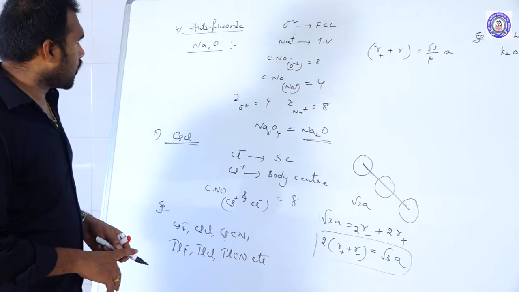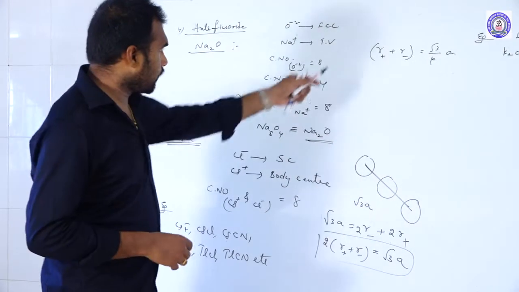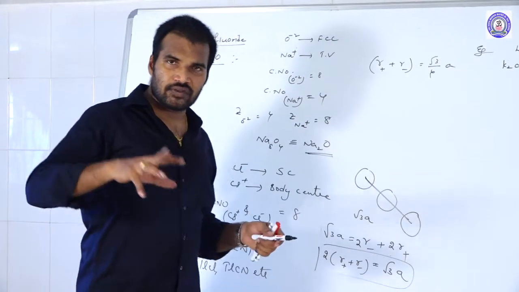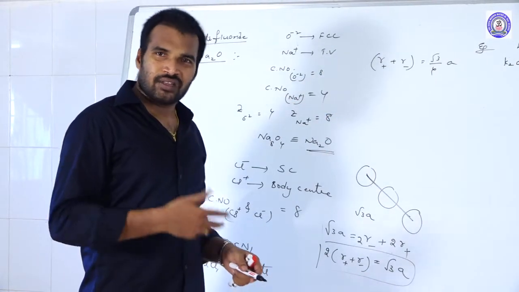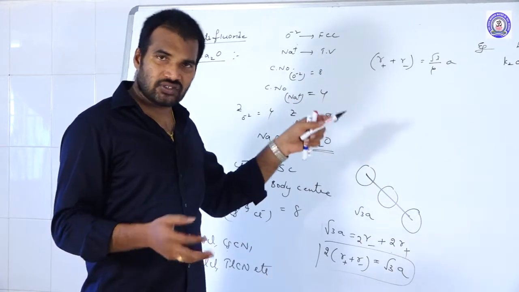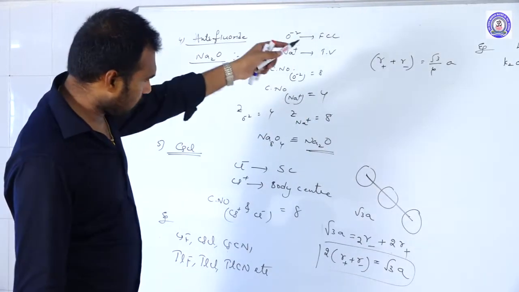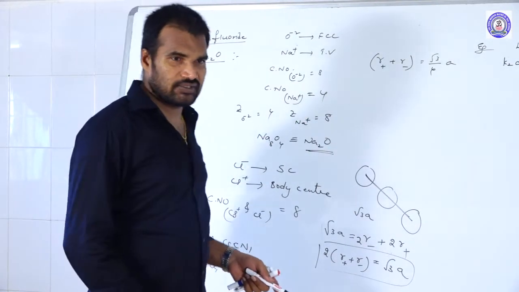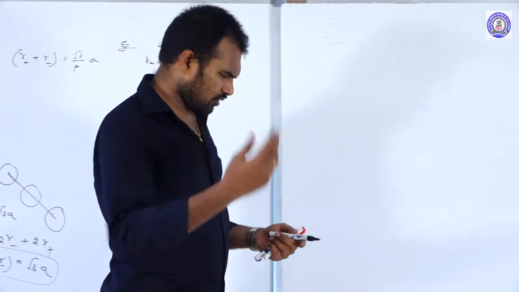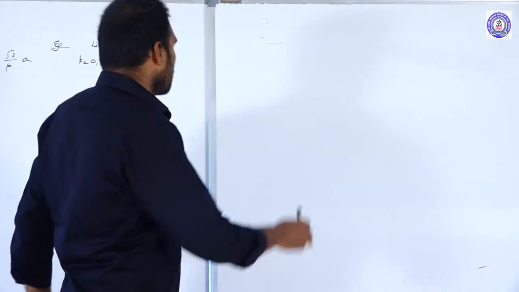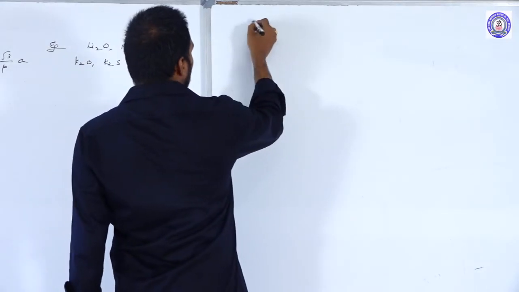I hope this concept is clear. So why these formulas, distances? Because they will give you the edge lengths and ask you to find the radius of the cation and the radius of the anion, this kind of question. They ask frequently. If you are clear about this concept, you can easily do this. Okay. Next, I'm going to discuss a brief idea about defects.